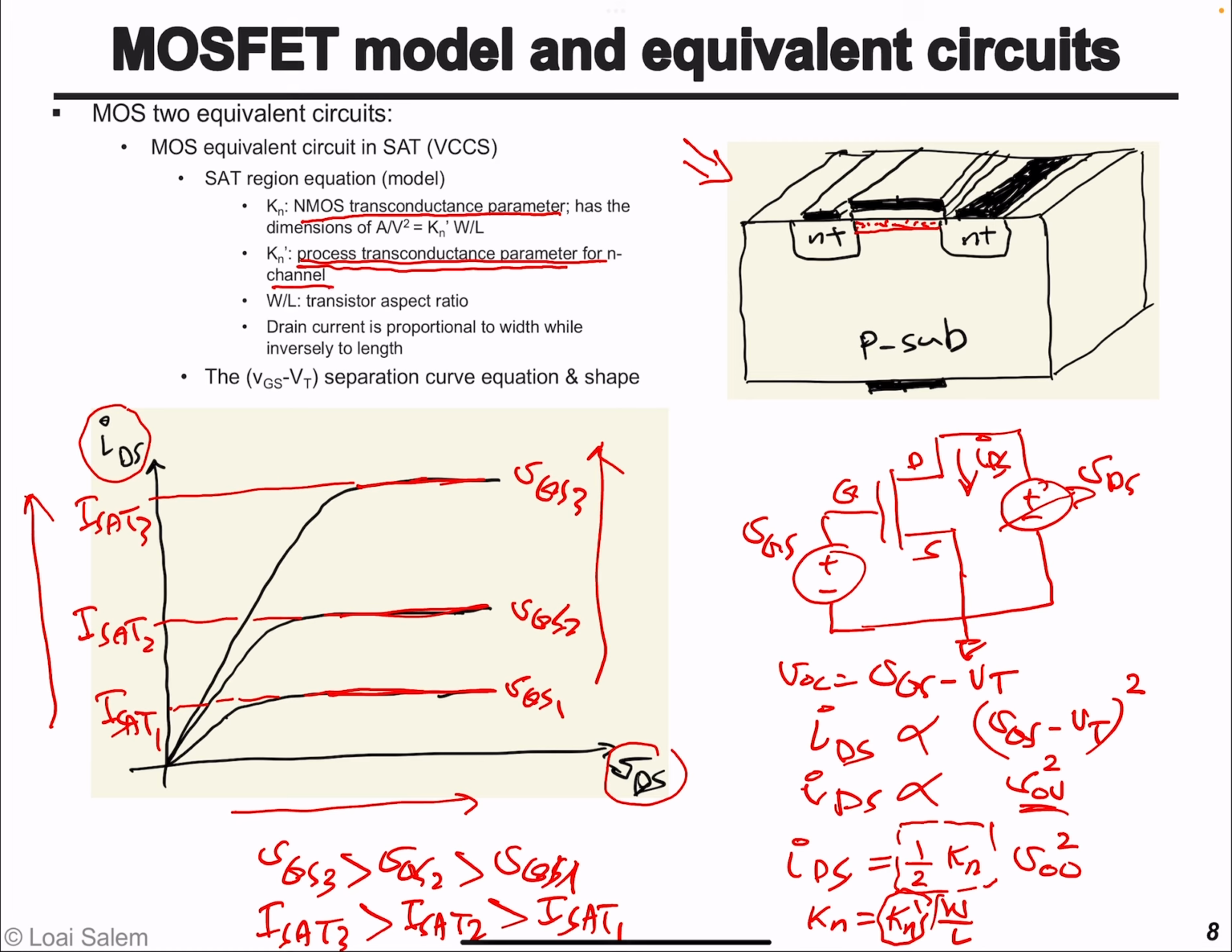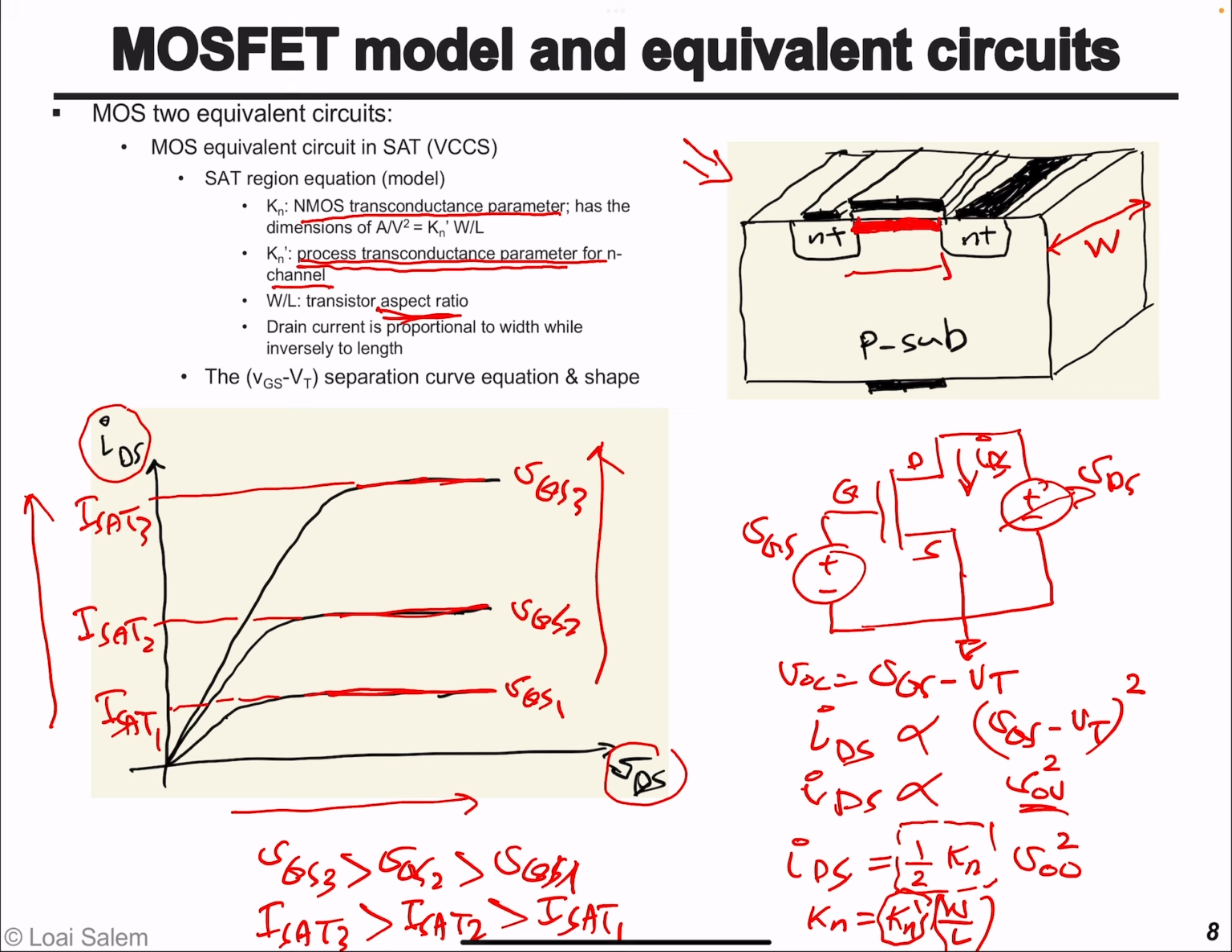W over L is called the transistor aspect ratio. What is that? W is basically the width of the channel. So essentially, if we have a 3D rendering of the transistor, this is the width of the conducting channel, this conducting channel here.